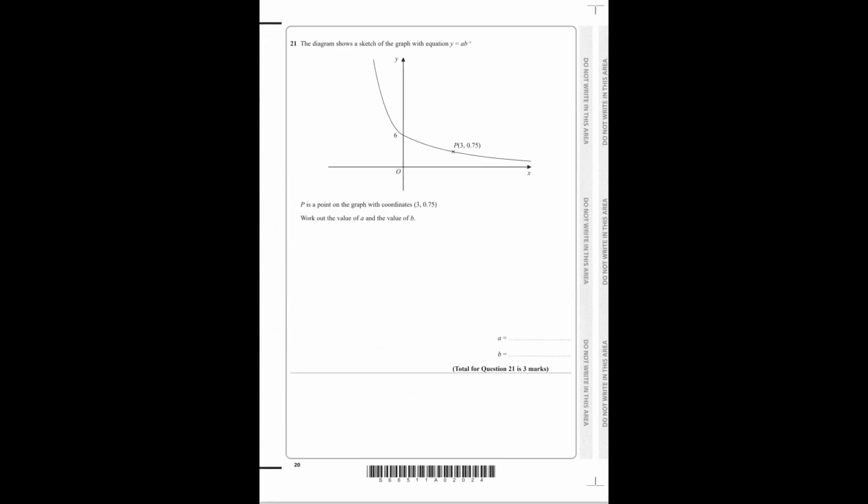Right, question 21. I think this is the penultimate one. Maybe. Not quite. Right, so we've got 2 points. Diagram shows a sketch of a graph with equation y equals A B to the power of minus x, I think that says. Okay, so this point here is 0, 6. And this point here is 3 and 0.75. We need to work out the value of A and the value of B.